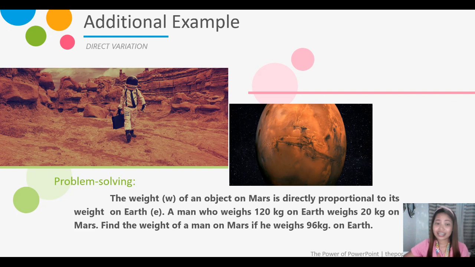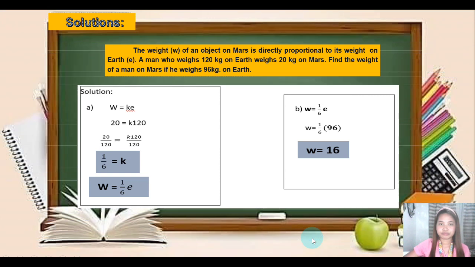Okay, our next example is all about Mars. The weight of an object on Mars is directly proportional to its weight on Earth. A man who weighs 120 kg on Earth weighs 20 kg on Mars. Find the weight of a man on Mars if he weighs 96 kg on Earth. So now let's see the solution.